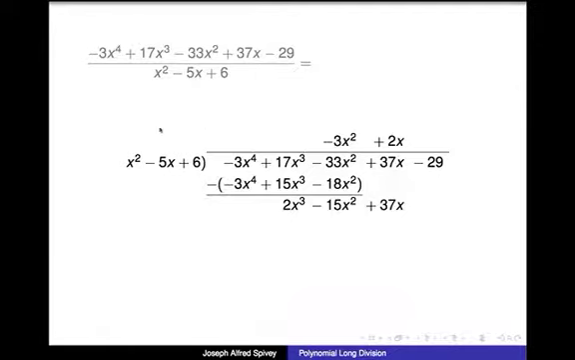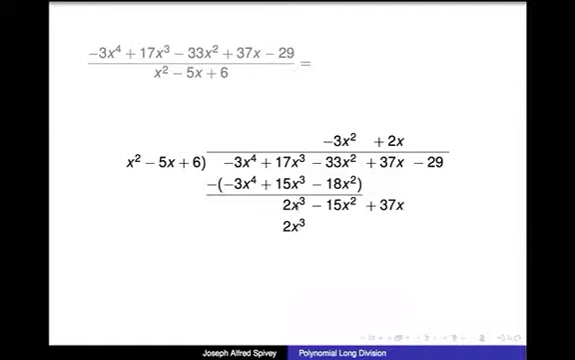Now I'll take 2x and I multiply it by each of the terms in my divisor. So 2x times x squared gives me 2x cubed. This is good because as before, 2x cubed looks exactly like the 2x cubed above it. So when I subtract, I'm going to get those things to cancel out.